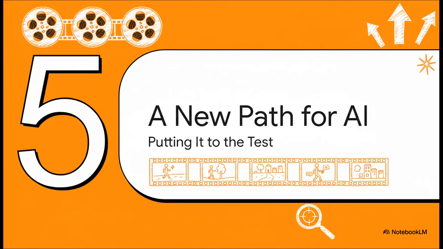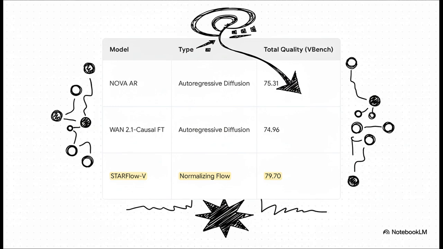So the theory sounds great, right? A causal, story-like approach to making video that avoids the big problems with the mainstream methods. But does it actually work? Let's look at the results. Well, the numbers really do speak for themselves. On VBench, which is a big, comprehensive benchmark for video quality, STARFlow-V doesn't just hang with the other leading models, it soundly beats them. So this isn't just some neat academic idea, it actually delivers better quality.